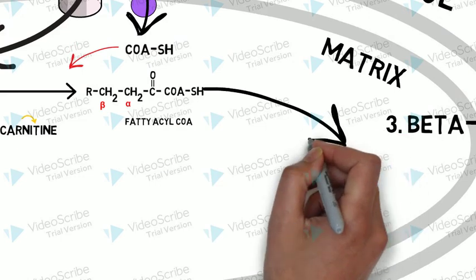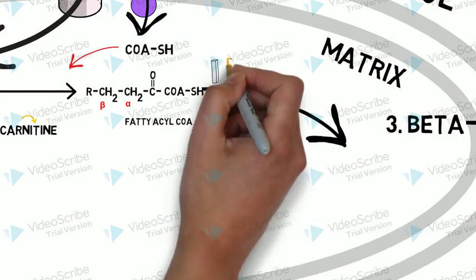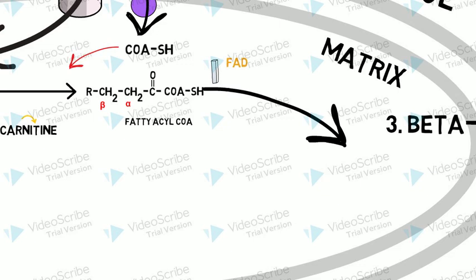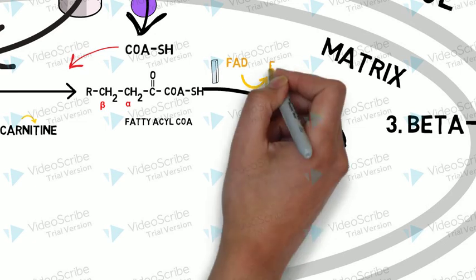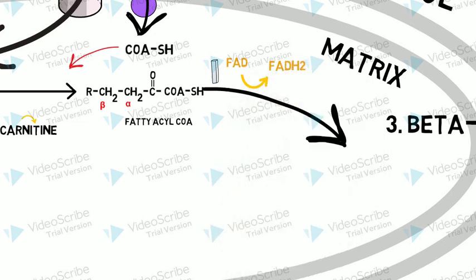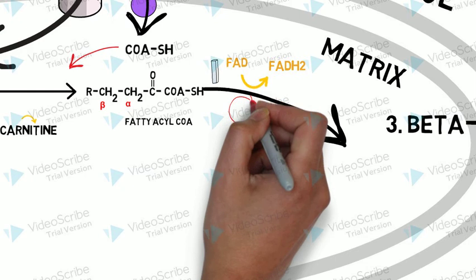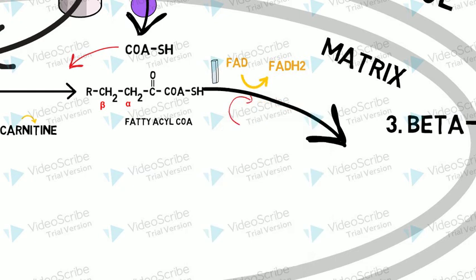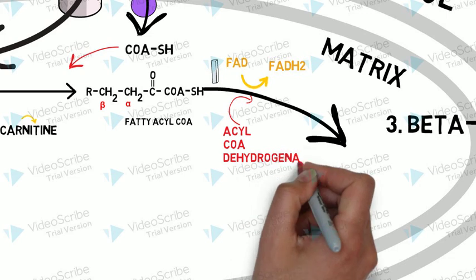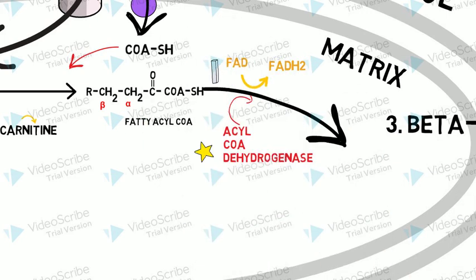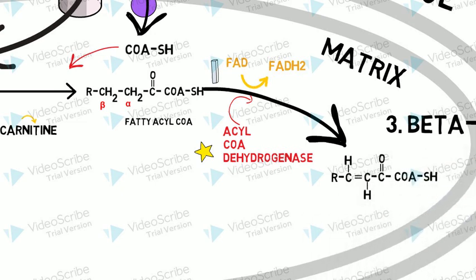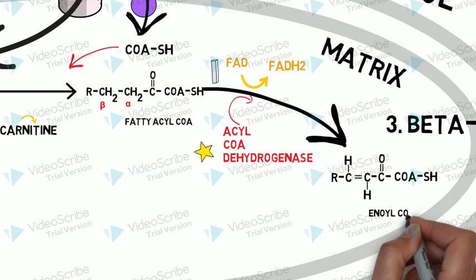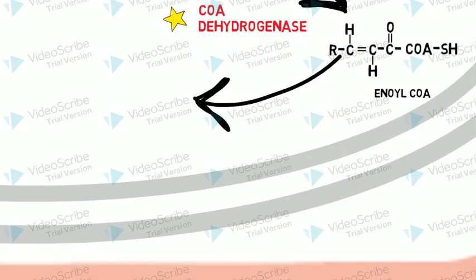In the first step of this reaction, we are going to remove a hydrogen from both the alpha and beta carbon. Who's gonna do this? FAD. And it turns into FADH2. What enzyme is catalyzing this? Since the enzyme is taking up hydrogen, it must be a dehydrogenase. And because the substrate molecule is an acyl-CoA, the name of this enzyme is called acyl-CoA dehydrogenase. The result is the formation of a double bond between the alpha and beta carbon, and this resulting product is called enoyl-CoA.